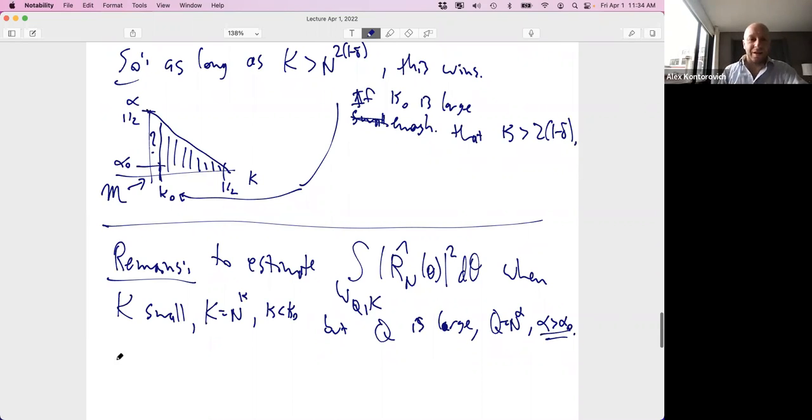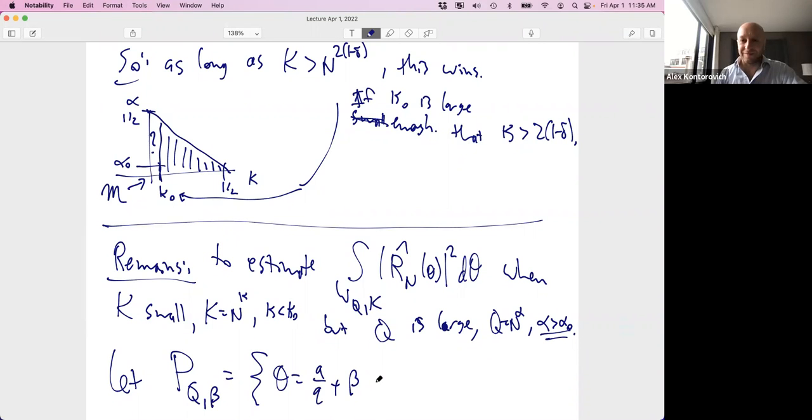Okay. Let me introduce the following notation. Let P sub Q beta be the set of theta equal to A over Q plus beta. But now beta is fixed. So for fixed beta, Q is of size Q, and A and Q are coprime.